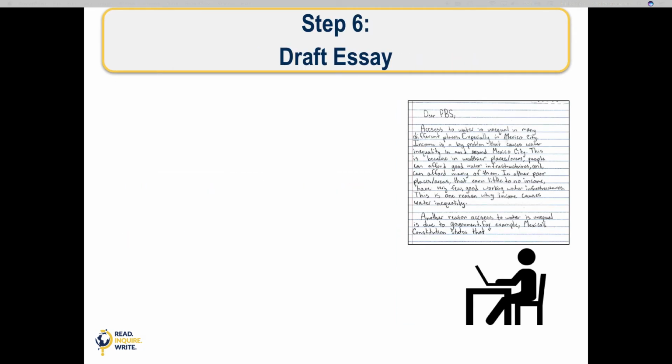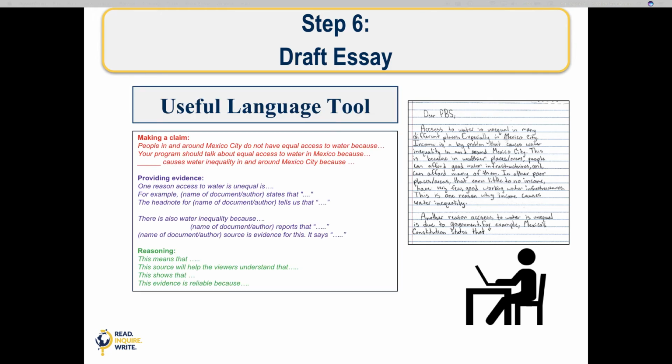Then in step 6, you're ready to write your letter and respond to the central question: why is access to water unequal in and around Mexico City? Be sure to use the sources you have read to write your response and choose the strongest argument. We know it's sometimes difficult to start writing. That's why we also include a useful language tool. You can look at this tool to choose from examples of how to start your claim, evidence, and reasoning.